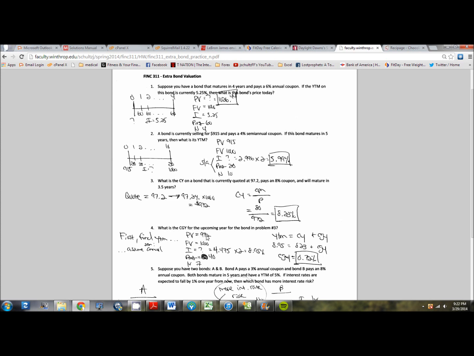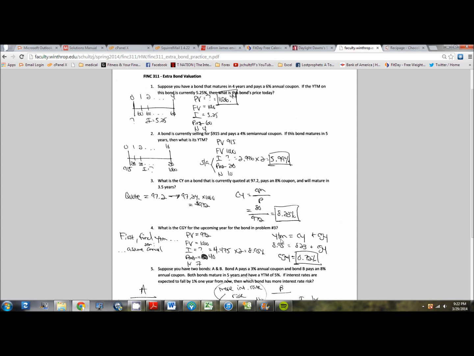So the present value is 972, the bond's price that we found in number 3. We know the future value is always 1,000. The payment is going to be 40 because it's an 8% coupon, but it's paid semi-annually. There are 3.5 years to maturity, so that's 7 six-month periods. Then it just becomes pretty straightforward. You crank through that, and you get 4.475. And of course, that's a semi-annual output because these were semi-annual inputs. So you multiply that by 2, and you get 8.95%.